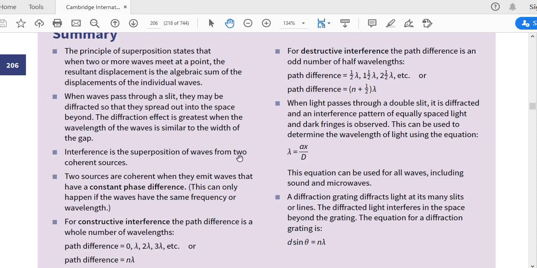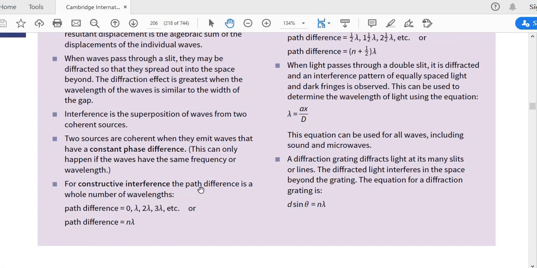Interference is superposition of waves from two coherent sources. Two sources are coherent when they emit waves that have a constant phase difference. Now I told you this is very important. You have to know what is coherent. When two sources are coherent, they emit waves that have a constant phase difference. They have the same frequency and it remains the same. This can only happen if the waves have the same frequency or wavelength.